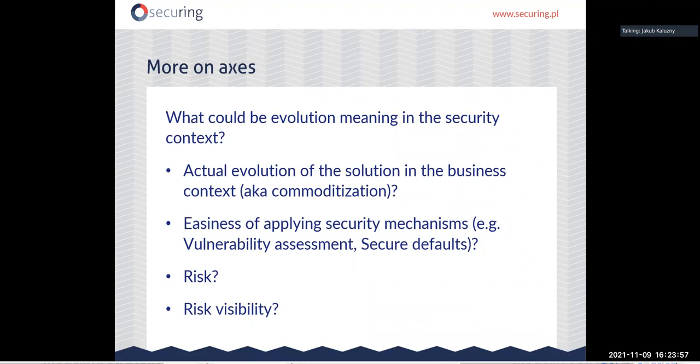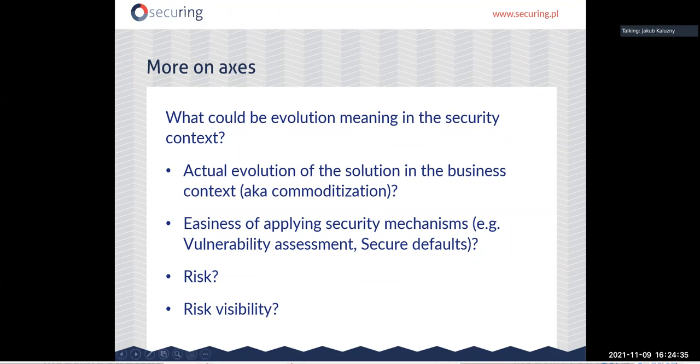So if we stayed with evolution on the x-axis, what does it mean in the context of security? The actual evolution of the solution, so the business context, commoditization, that's a pretty good answer. I mean, you have a custom-built API, or you could have a standard one like an API as a service, or you could have a Lambda function, right? So these are three steps within the evolution axis.